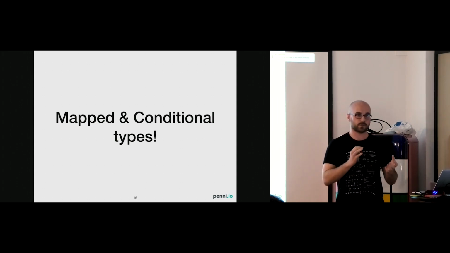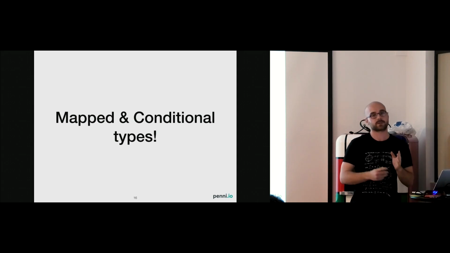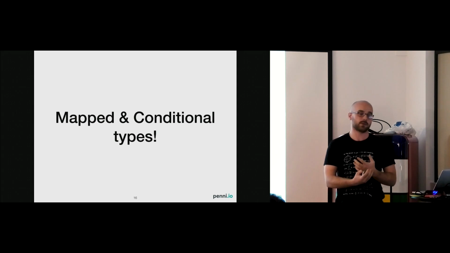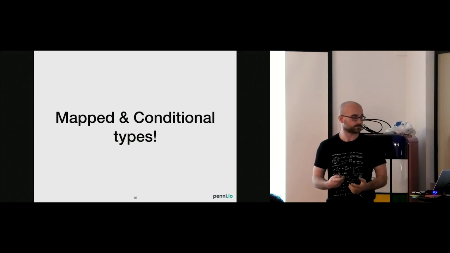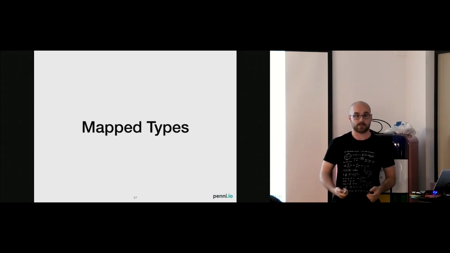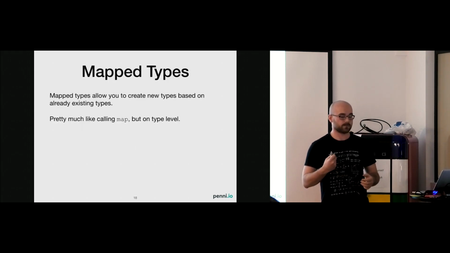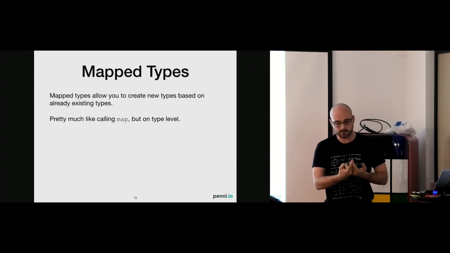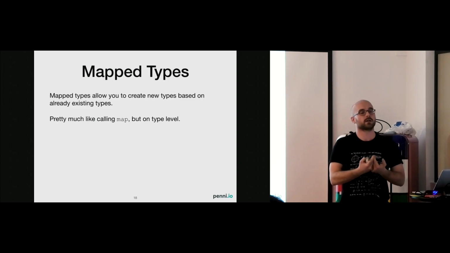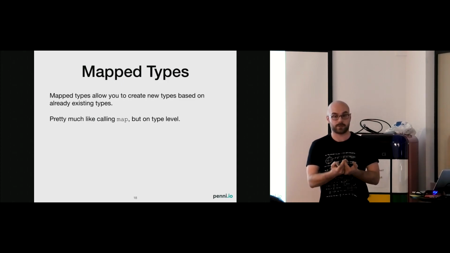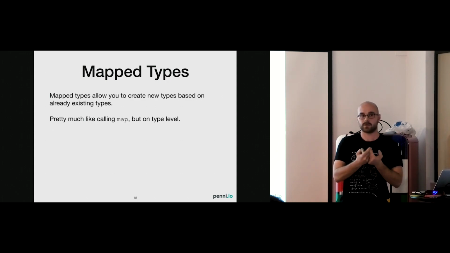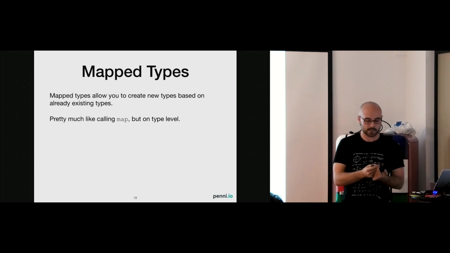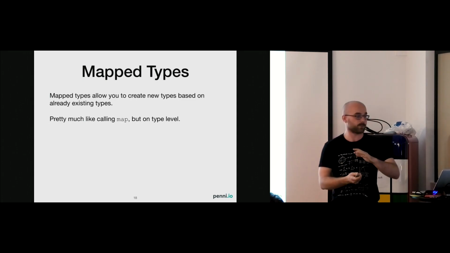I'll now walk you through what you can do with mapped types and conditional types, and specifically how you can use them to enforce validations. So mapped types allow you to create types based on already existing types. And essentially it's like calling map, but instead of calling map on a list of values, we're calling it on a type and on the properties of a type. And by type, I mean object type.